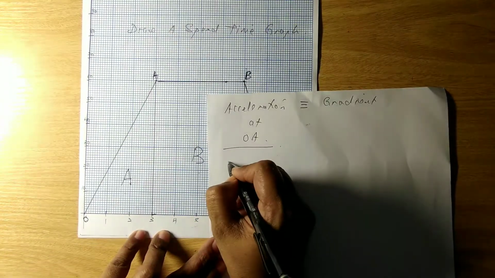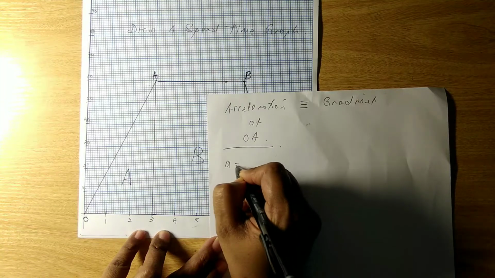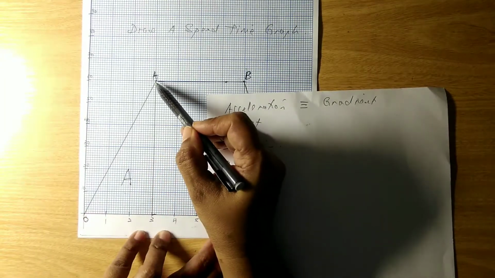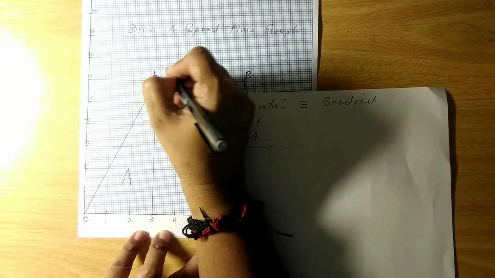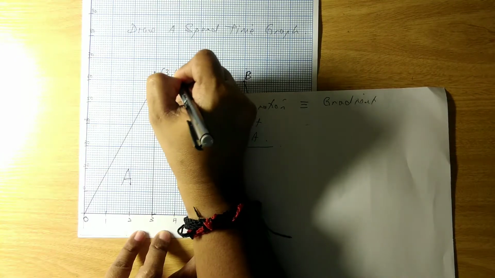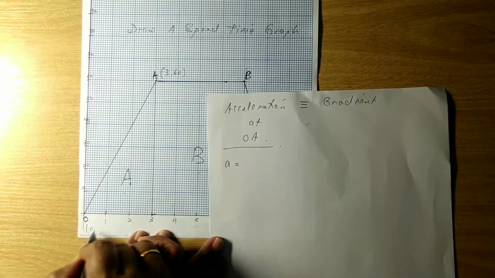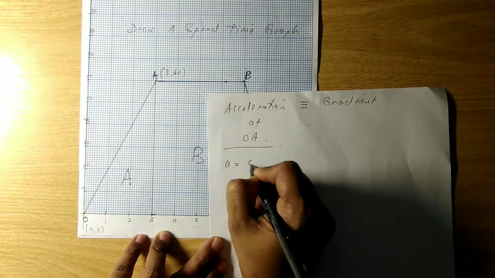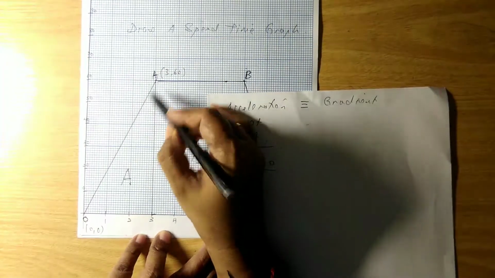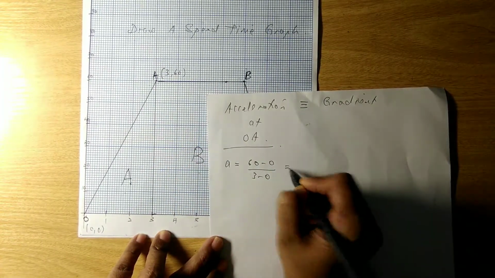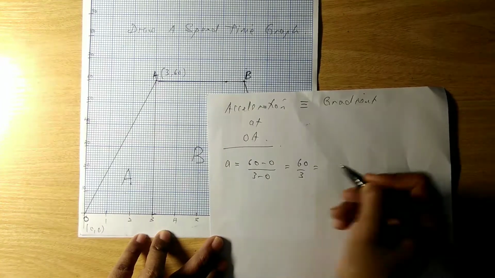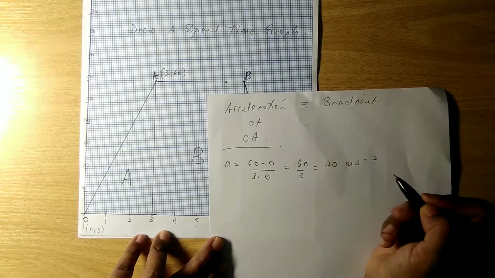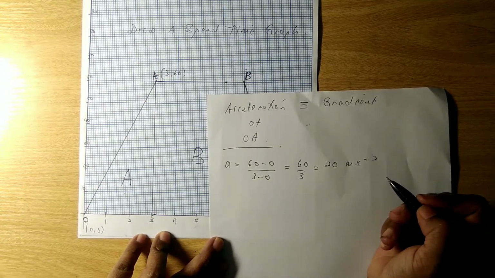So to find my acceleration, I'm just looking at OA. Here my coordinate is (3, 60), and of course this one is (0, 0). So my acceleration will be (60 minus 0) over (3 minus 0). So actually 60 over 3, which is 20 meters per second per second. So that's my acceleration at OA.